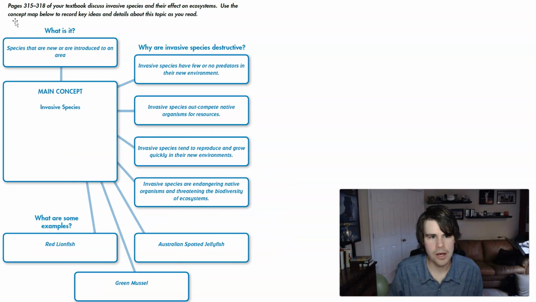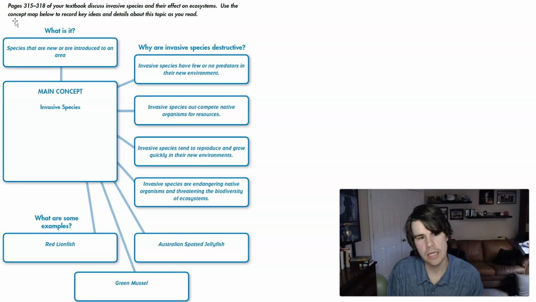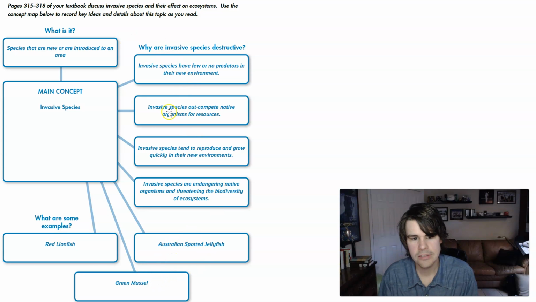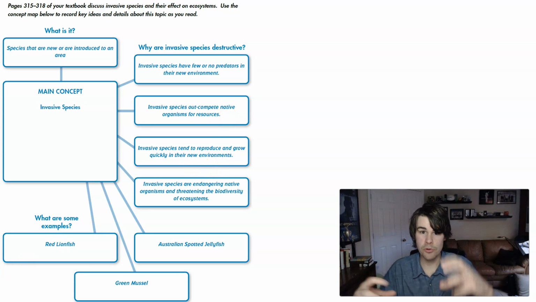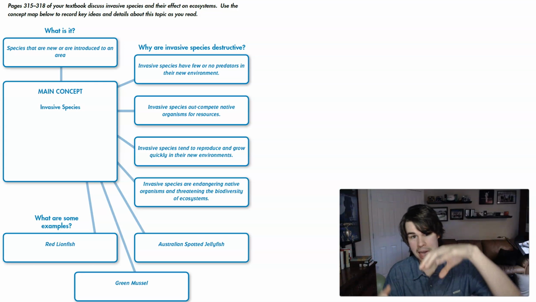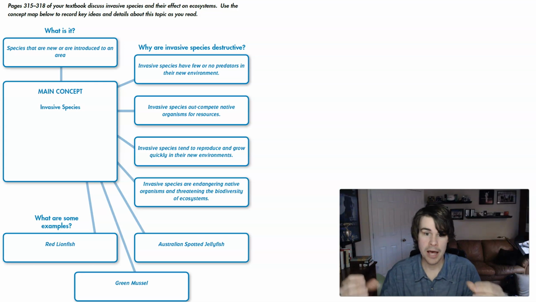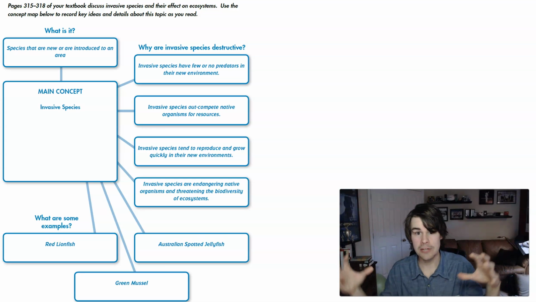From pages 315 and 318 in your textbook, they discuss invasive species. I want to close with this because this will be another assignment due next week. Invasive species are species that are new or introduced to an area, for example the red lionfish, the Australian spotted jellyfish, and the green mussel. You can read here about why invasive species are so destructive, because this also changes the gene pool.